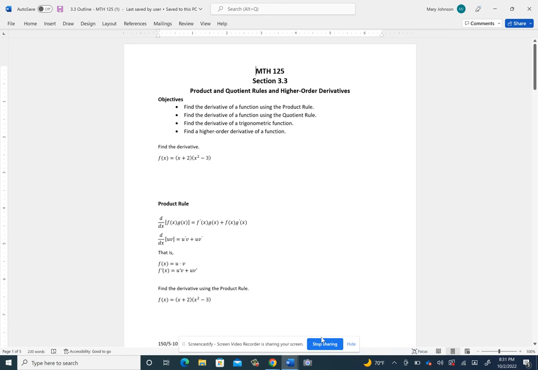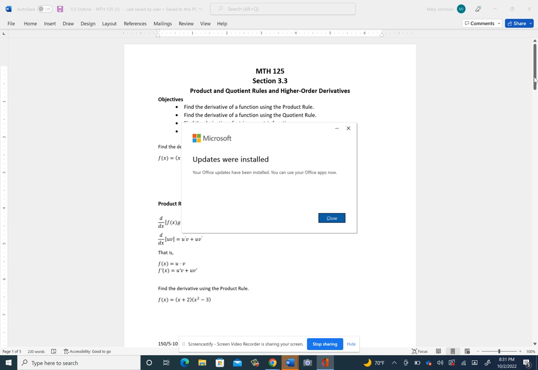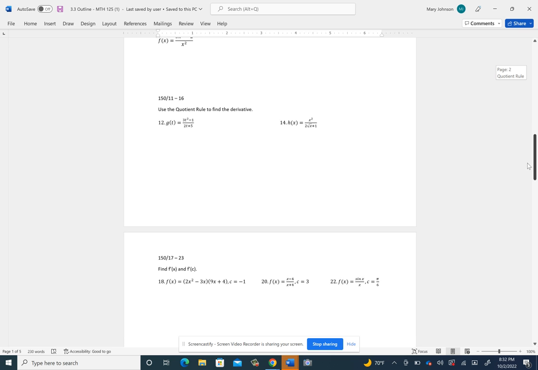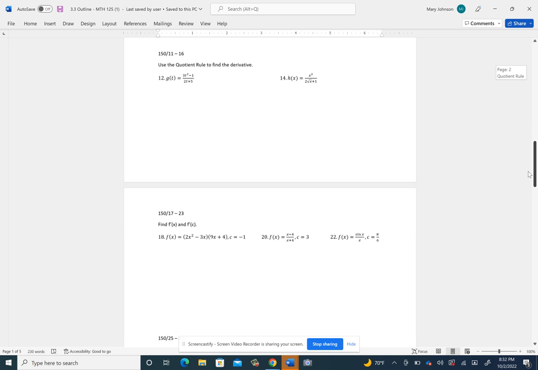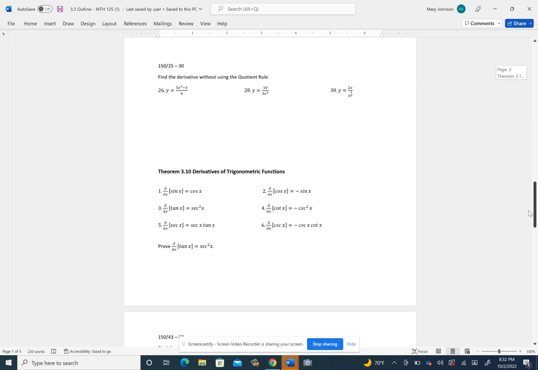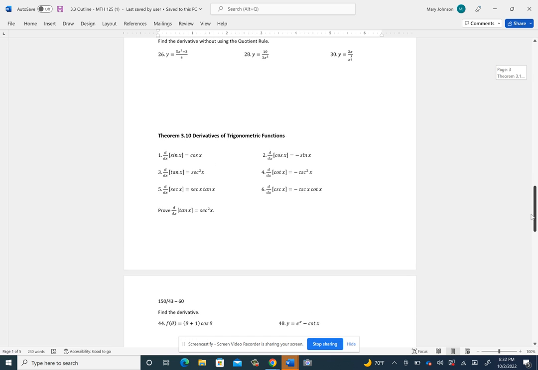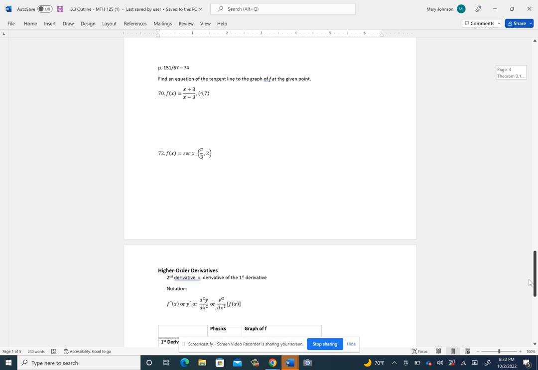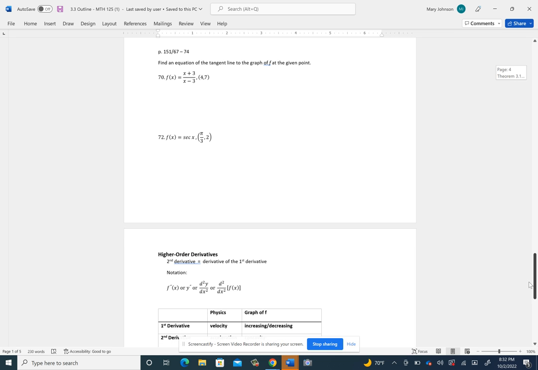Okay, I want to do a video on part of our 3-3 guided notes. Near the end, there were some questions related to writing the equation of the tangent line. And then there was some talk about second derivatives. And I thought I would just do a video on those two pieces.